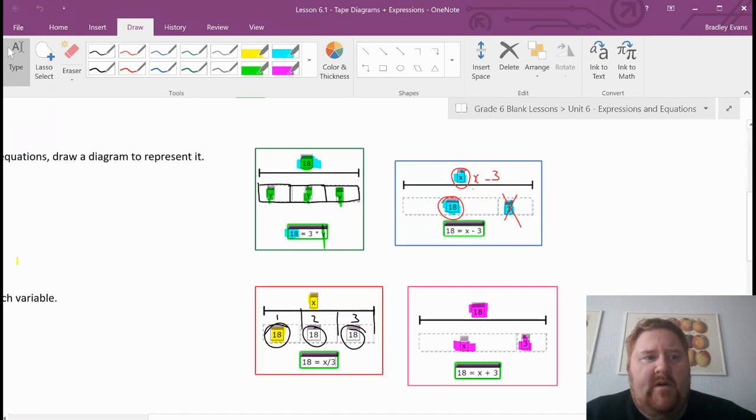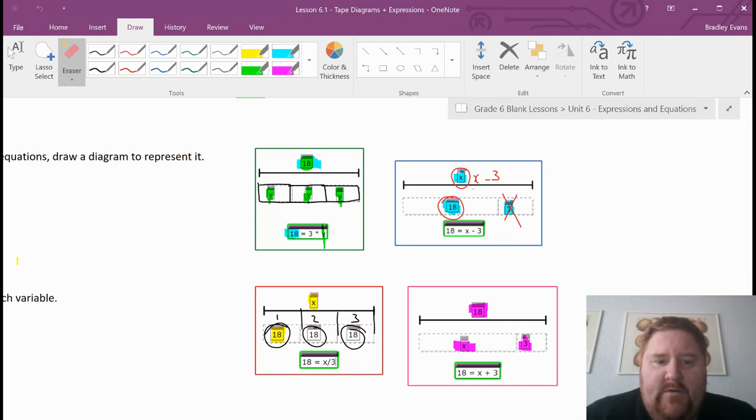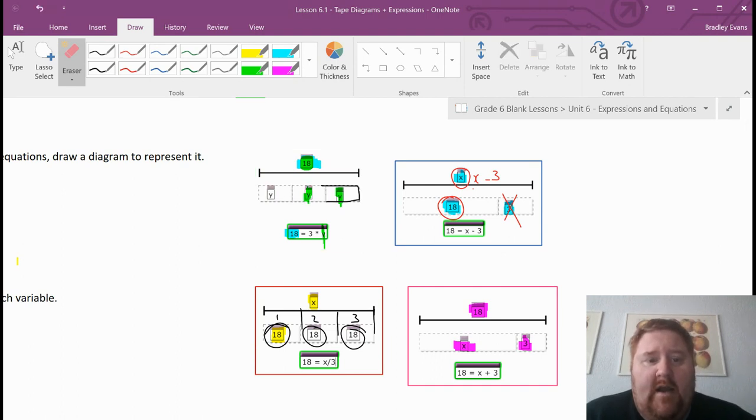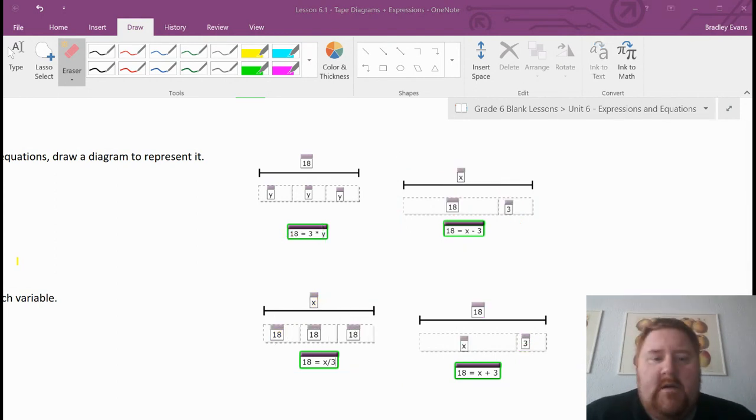So what I'd like you to try is to determine the value of y. What does y equal? Well, in the first one, 18 is equal to 3 groups of y. So I can see that each y needs to be the same value here. What value can we replace y with that will make this equation true? Press pause and try. So I can see here that I have 18 as a total, and it's divided into 3 equal groups. And so 18 divided by 3 must mean that y is equal to 6.